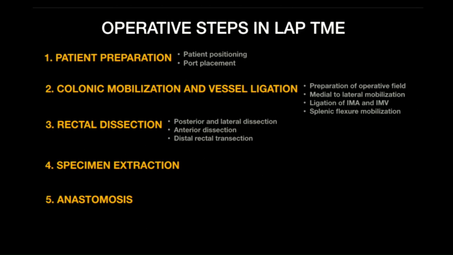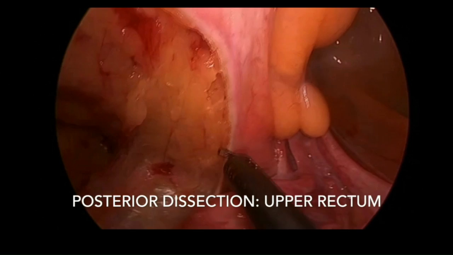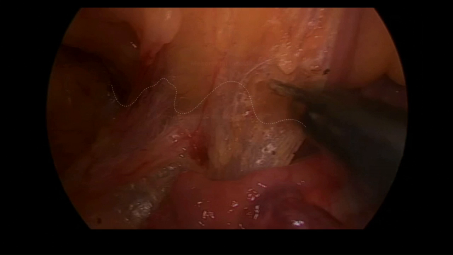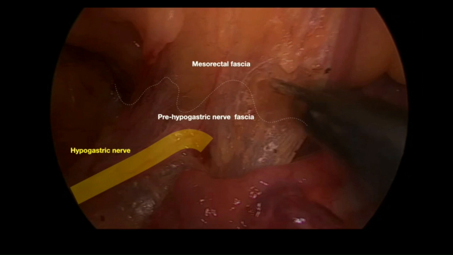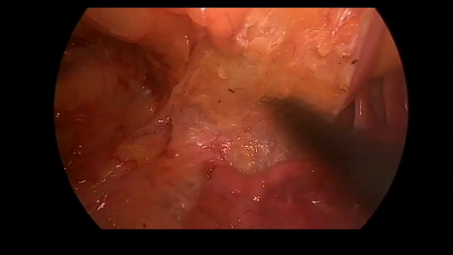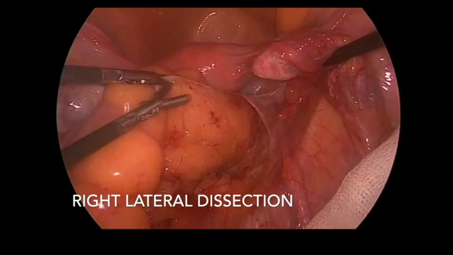The most crucial part, of course, is your pelvic or rectal dissection. So you dissect in between your mesorectal fascia and parietal fascia. There's a clear areolar plane or tissue at that level. You avoid your hypogastric nerves, and usually try to start the pelvic dissection posteriorly up to the level where you can dissect safely and then go to the right lateral side.